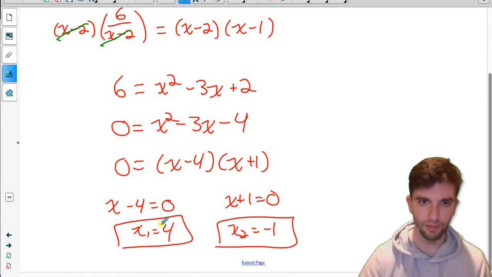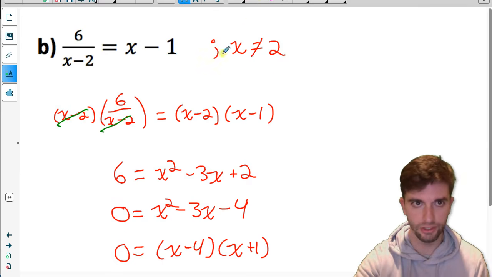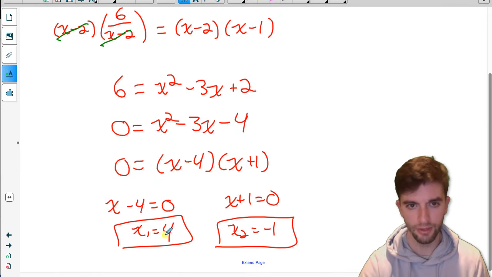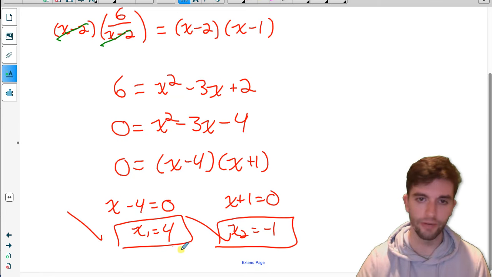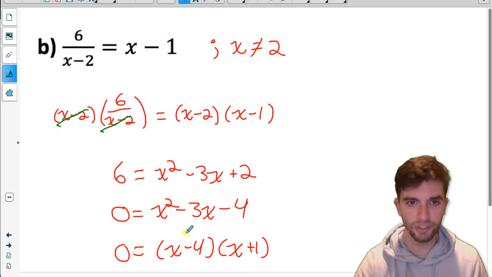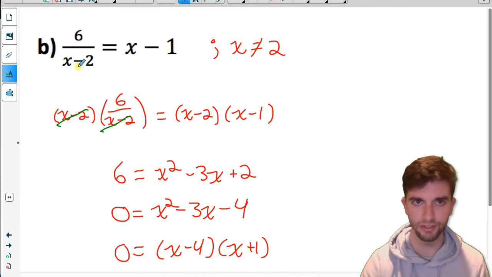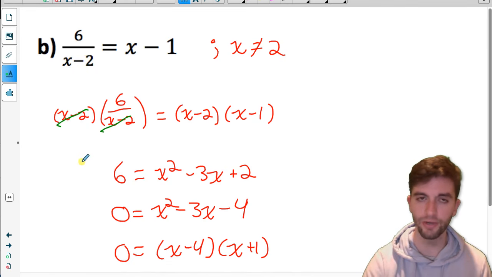We should check and make sure that wasn't one of our restrictions. Our only restriction was x can't be 2. These aren't one of the restrictions, so neither of these are extraneous. These are good solutions. And we should do a left side, right side check. I won't actually take you through that, but we should be able to plug both of those numbers into this equation, and the left side should equal the right side.